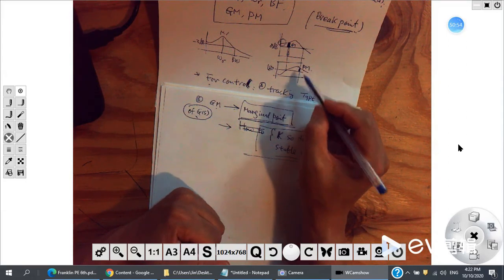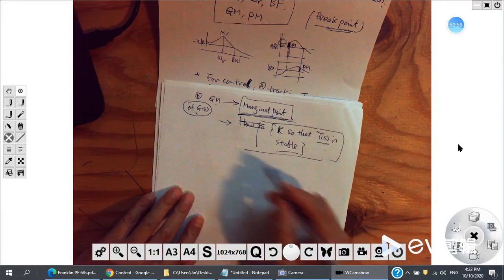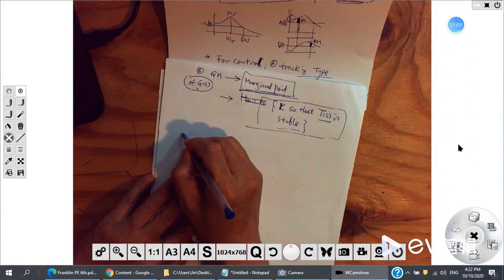So, but you still should know that this is a marginal point. All right. But we have a way we can make it very clearly. That is a Nyquist plot. Okay, so Nyquist plot.